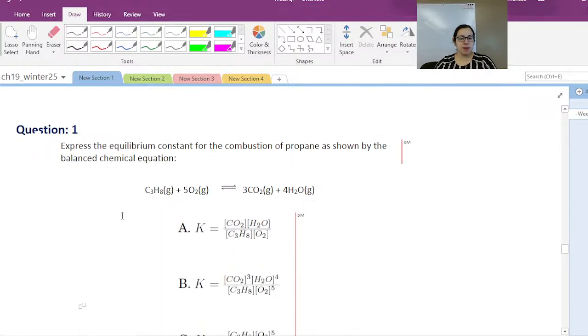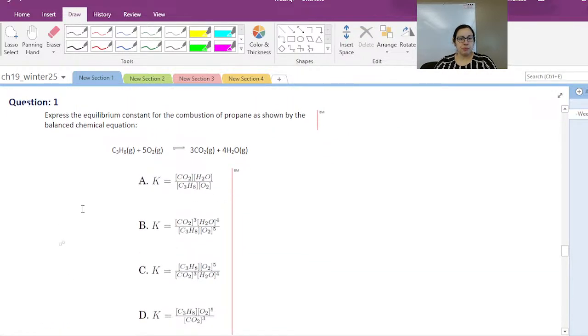All right, so now try to practice. Express the equilibrium constant for the combustion of propane, and we are given a balanced chemical equation. So 1 equivalent of propane, C3H8, plus 5 equivalents of oxygen, give us 3 equivalents of CO2 and 4 of water. So just take a minute, A, B, C, D, and then we'll poll the class which one's the correct expression.